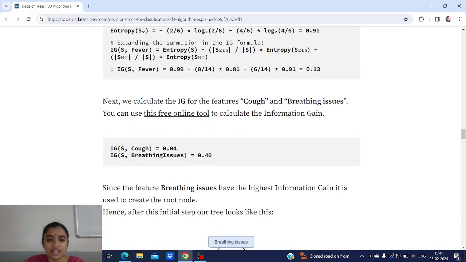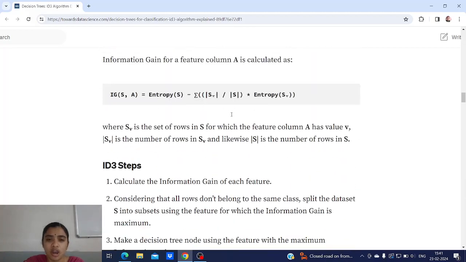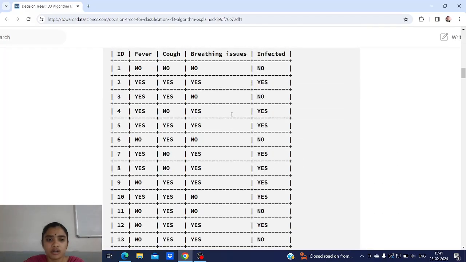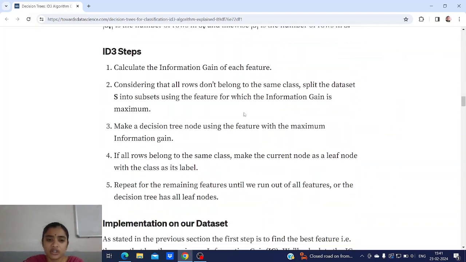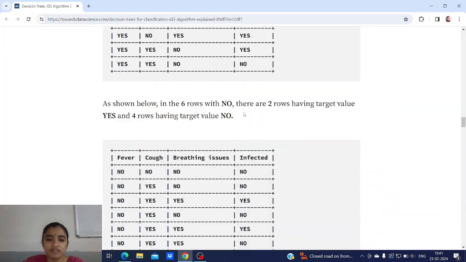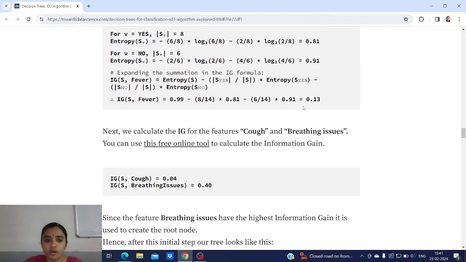Okay, fine. Then you have to follow these steps for the remaining attributes also. So what are the remaining attributes? Cough and breathing issues. For cough and breathing issues also you have to calculate the information gain. Okay, so if you observe 0.04 and 0.40 and 0.13, what is the highest information gain value here? 0.40 is the highest value.